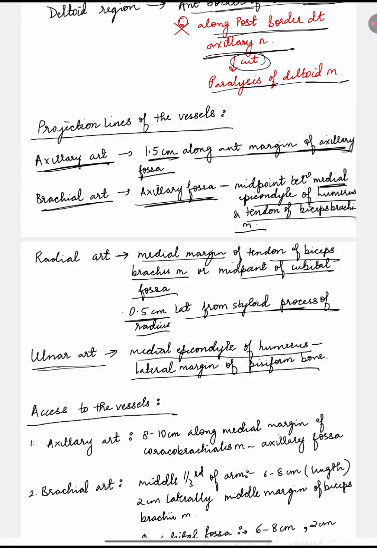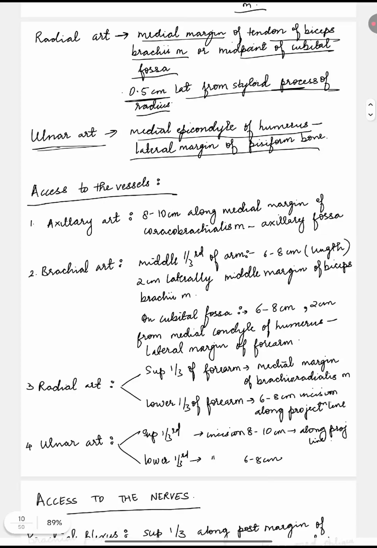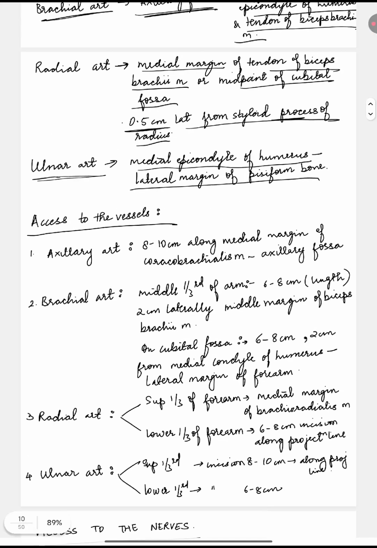Now we would make access to the vessels. What is the access to the axillary artery? It is 8 to 10 centimeter along the medial margin of the coracobrachialis muscle, where there is an axillary fossa.